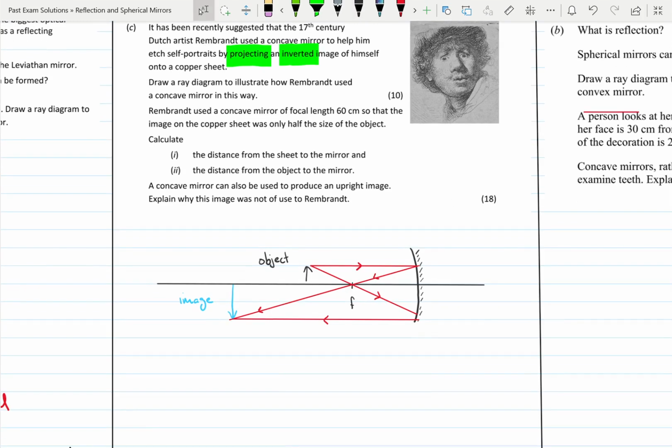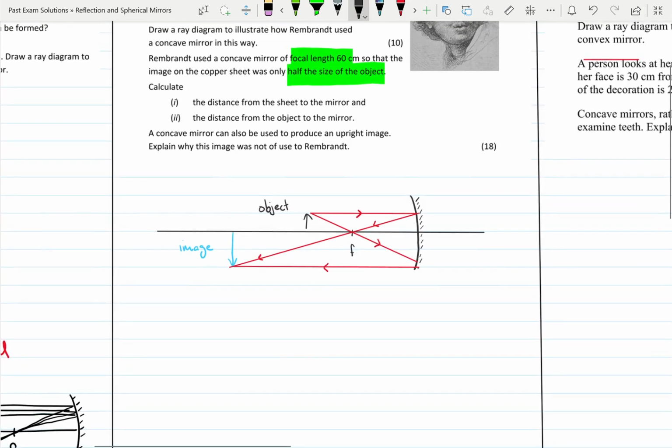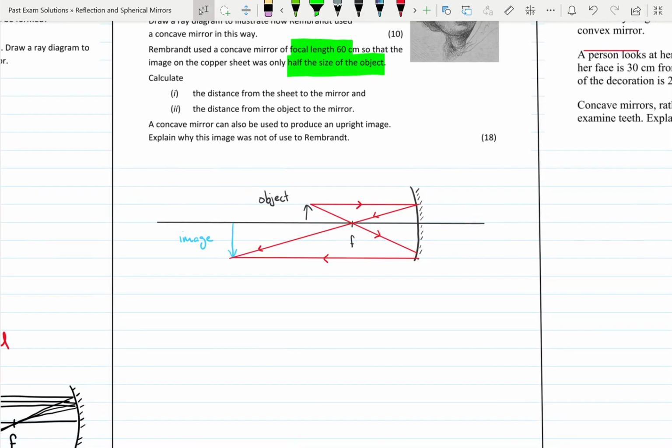Now let's move on. He used a concave mirror of focal length 60 centimeters. So we know the focal length is 60 centimeters, so that the image on the copper sheet was only half the size of the object. So we know the magnification is half that of the object. So what we've been asked to calculate is the distance from the sheet to the mirror, so where our image is forming, and the distance from the object to the mirror.